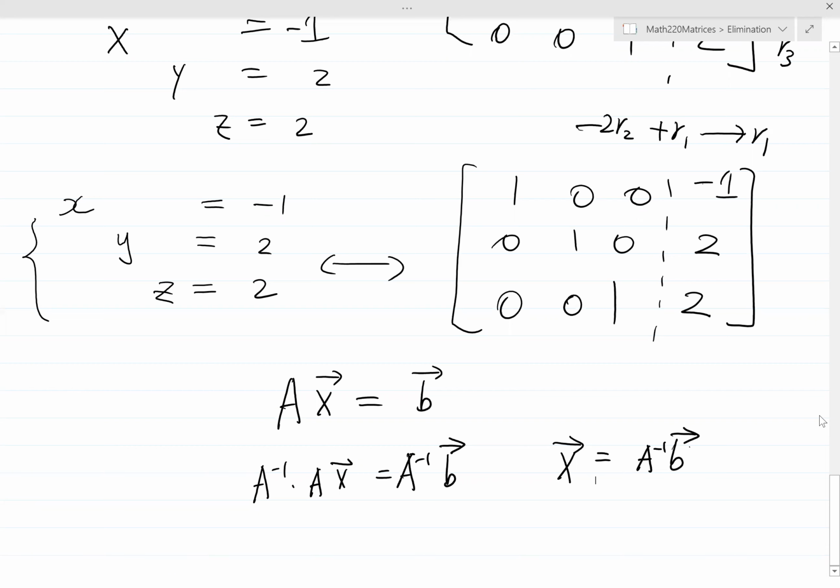Let me stop here for today. Next time we will find the inverse of a matrix by the augmented matrix. Okay.